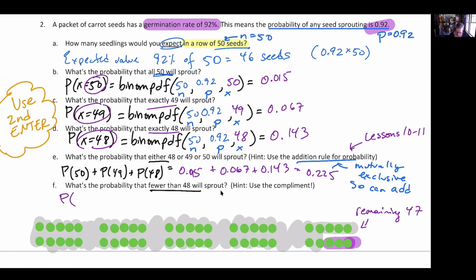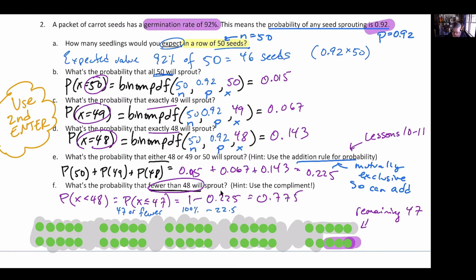Okay, so we want to find the probability of strictly less than 48. See, it says fewer than 48, so that doesn't include 48. It's talking about less than 48, which really means the probability of 47. Okay, so what that means, we can say 47 or fewer. And that nuance in the wording is going to be really important for what we're going to do next. And we know that it's a complement, so it's 1 minus 0.225, which is 0.775. Remember, complement, another way you can think about that is this is 100% minus 22.5%, which is 77.5%.